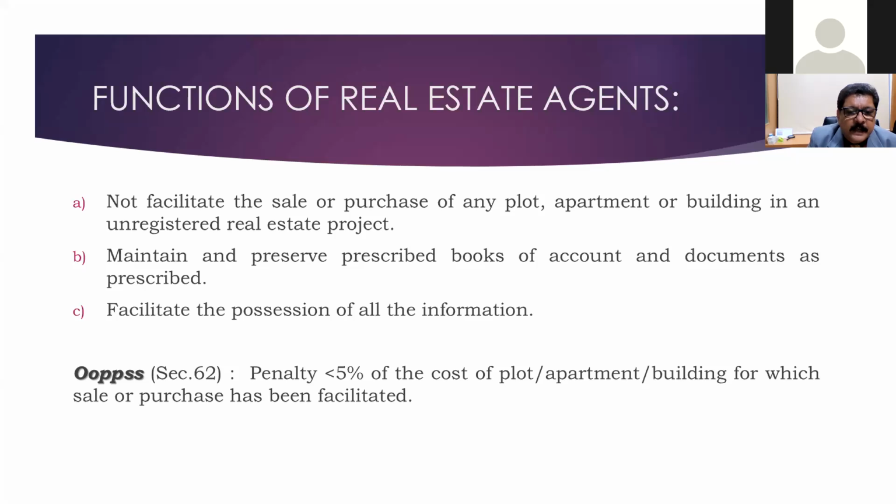Section 62, penalty up to 5% of the cost of the plot, apartment or building for which the sale or purchase has been facilitated. So the builder cannot cheat the home buyer, and neither can the agent cheat the home buyer.